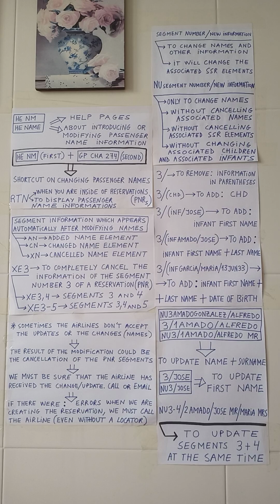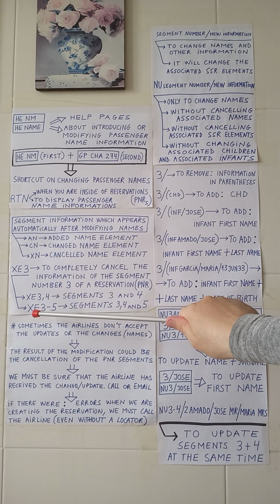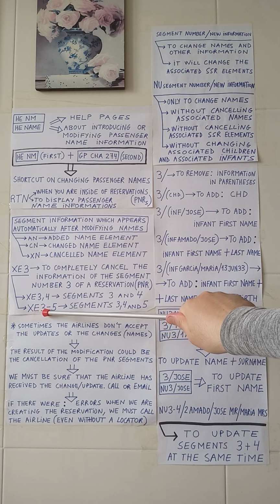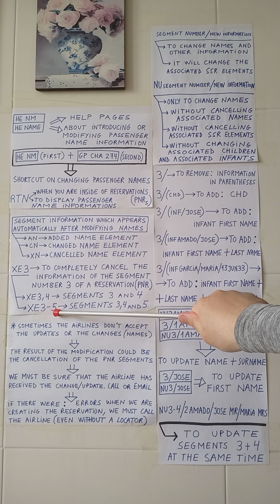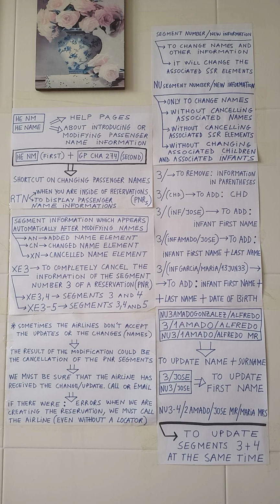Another example, XE3,4. This transaction allows for the complete cancellation of the information of segment number 3 and segment number 4 of a reservation. Another example, XE3-5. We cancel segments 3, 4 and 5.